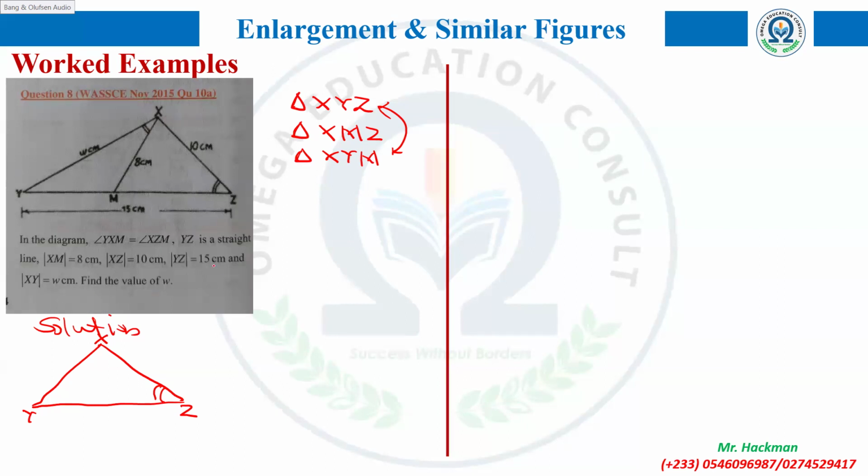Let's see whether we can bring in the lengths. We know XZ to be 10 cm. We know XY to be W, and we also know this to be 15. Now let's go to the other triangle, XYM. So we are going to draw that one as well. This is the nature of XYM, and you can see that you have two arcs here. Is that clear?